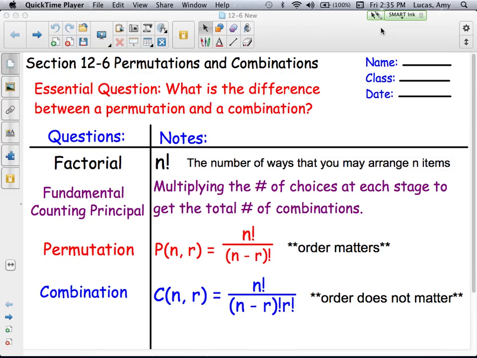Lesson 12.6, Permutations and Combinations. Our essential question is, what is the difference between a permutation and a combination?